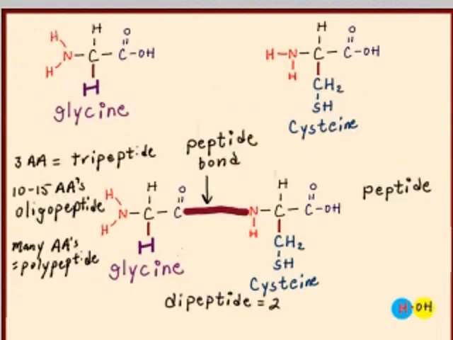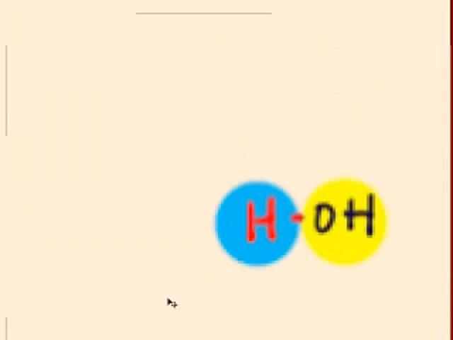And so here we have a review. Glycine is an amino acid with an H side chain. Cysteine is an amino acid with a CH2SH side chain. When these two amino acids come together, the C of the carboxylic acid group joins with the N of the amino group, and we lose this compound here, HOH. And HOH, of course, is water.